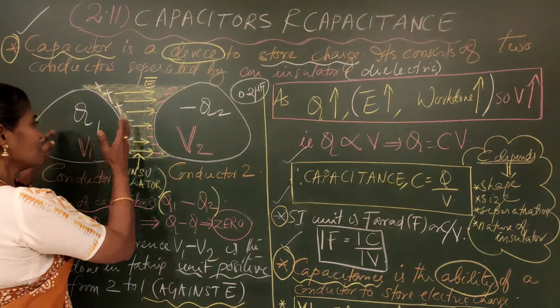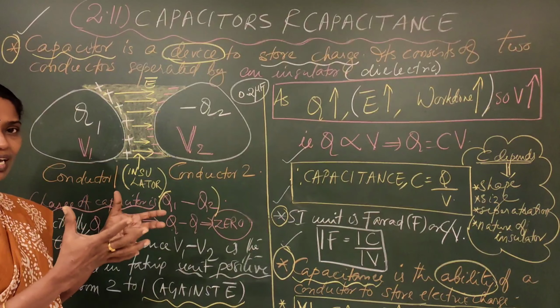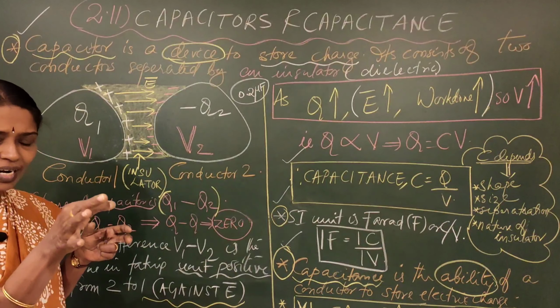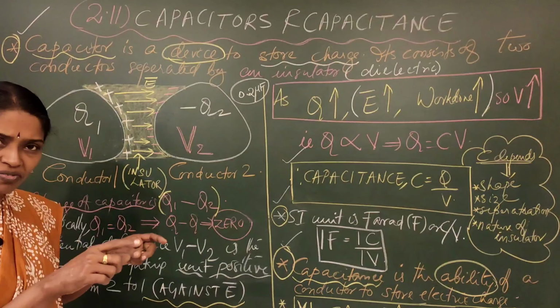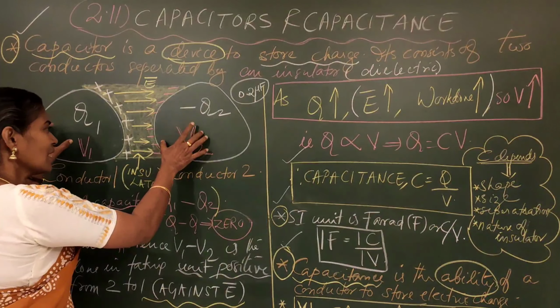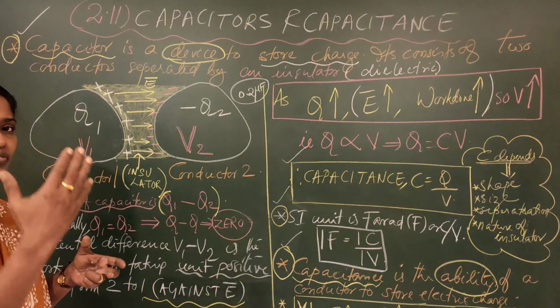But this can be of any shape: parallel, cylindrical, spherical. In the market we can have paper capacitors, cylindrical capacitors, then in the form of a square. Any kind of shape you can have. So these conductors can be of any shape. Similarly, the capacitor shape also differs.